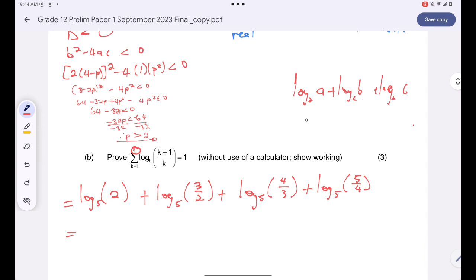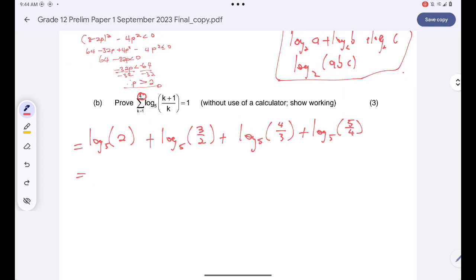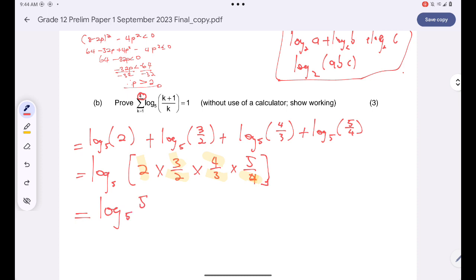As long as they have the same base, you are allowed to say log of A times B times C base 2. You are allowed to just multiply these indexes. So I'll end up having the log, with a base of 5, of 2 multiplied by 3 over 2 multiplied by 4 over 3 multiplied by 5 over 4. All this will cancel with that one, this will cancel with that, and then 4 will cancel with the other 4, such that I'll be left with the log of 5 base 5.